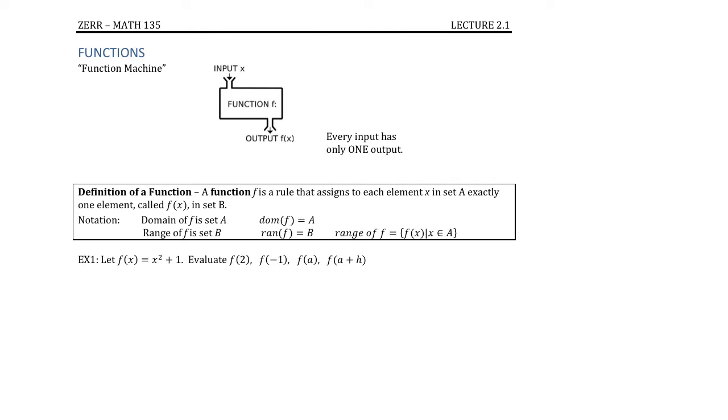In this section, we're going to look at functions. So a function is a rule where every input has exactly one output. And the formal mathematical definition is that it's a rule that assigns an element x in the first set, so that in the set of inputs, exactly one element in the output. And those are called the f of x in set B. Okay, so basically it just is a rule where every input has one output.